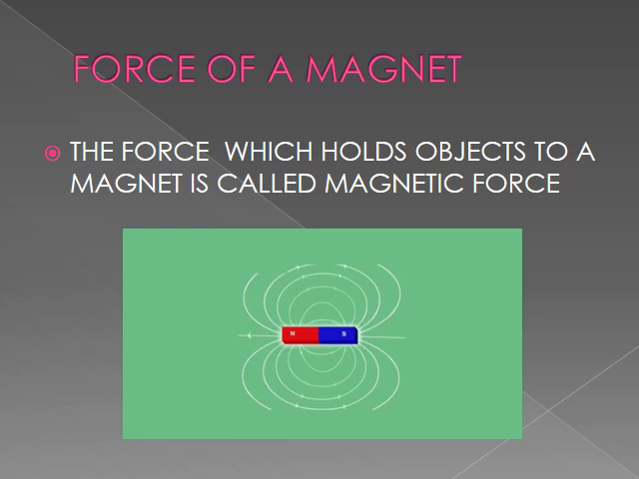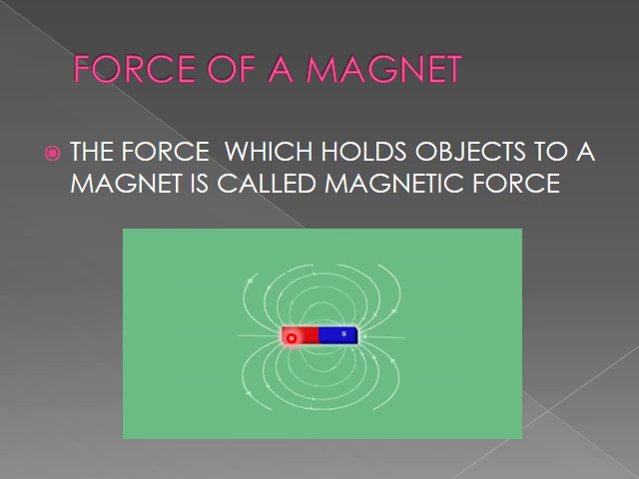So, my dear students, you can see here the force of a magnet. What is the force of a magnet? The force which holds objects to a magnet is called a magnetic force. You can see here how the magnetic force or magnetic lines come out from the magnet.